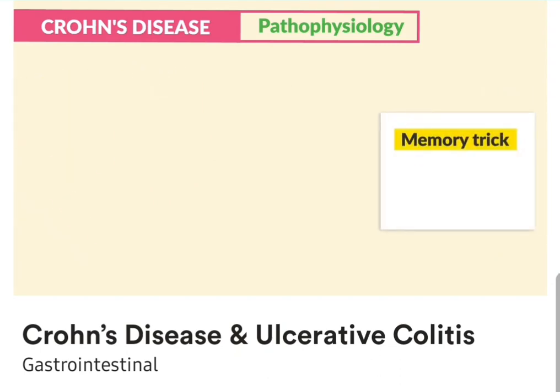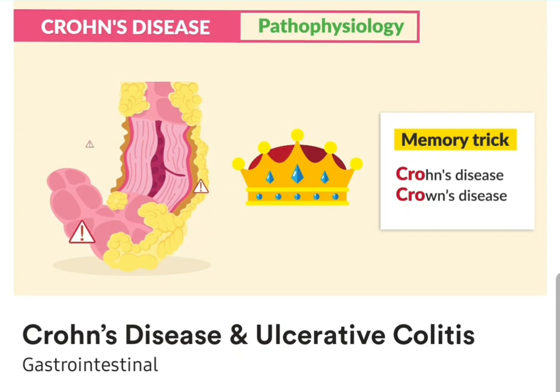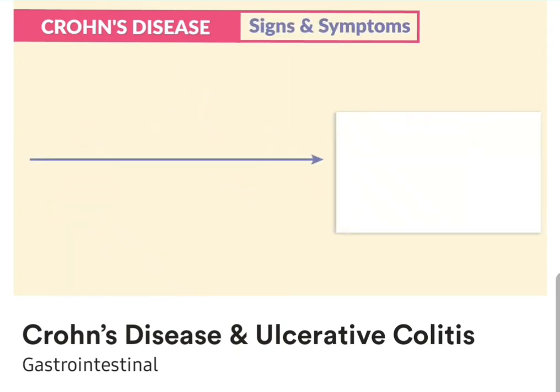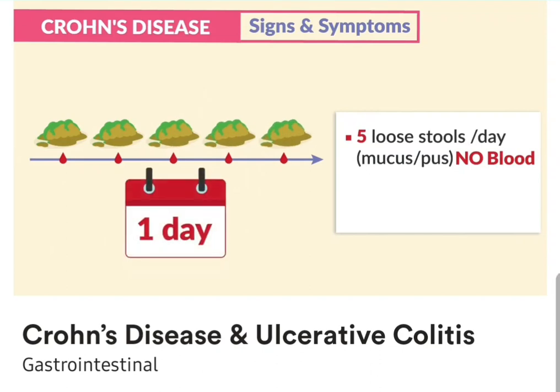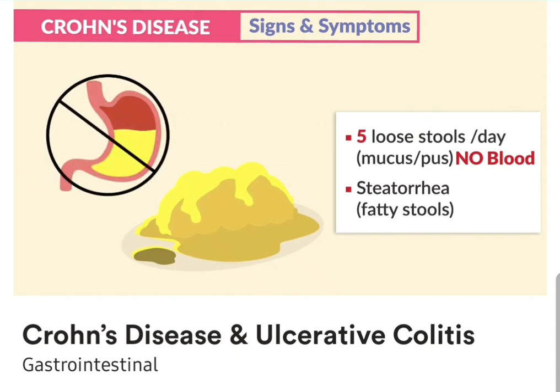So the memory trick, think Crohn's disease as Crown's disease. The granulomas, or basically the bumps and lumps, are like little jewels of a crown that clog up the intestine. Now, the key sign and symptom is 5 loose stools per day with mucus and pus, typically non-bloody. So that's how you know it's not ulcerative colitis. As well as steatorrhea, that fatty stool, meaning that fat is not getting digested.